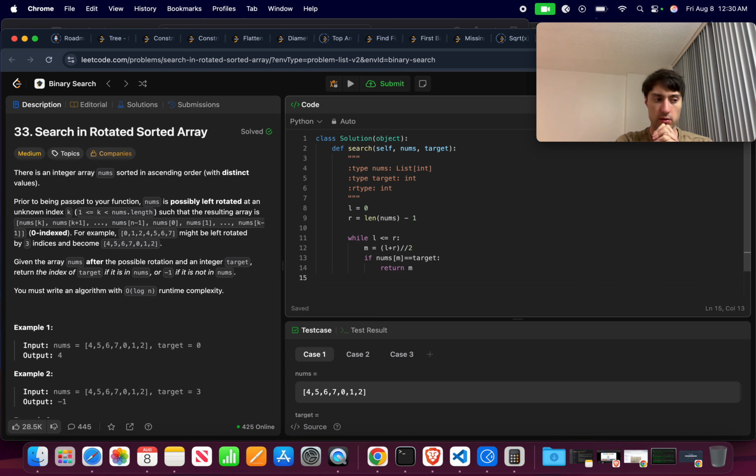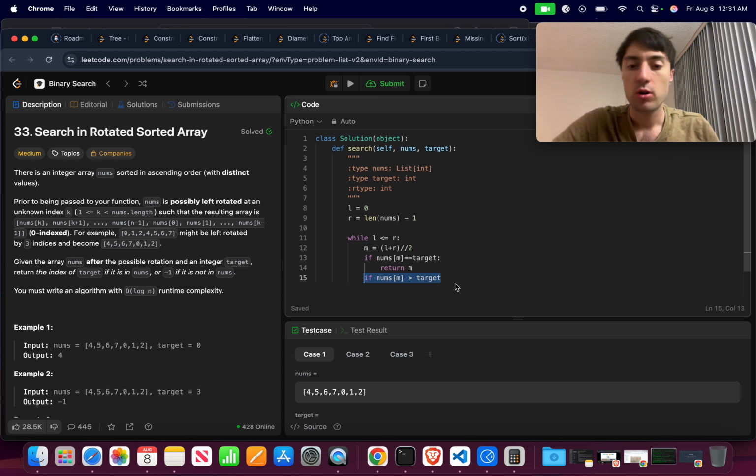I'm just going to take a case. Okay, let's just say if nums of m is greater than target. So, I'm thinking, do I want to check this condition first, or do I want to check where the pivot occurs?